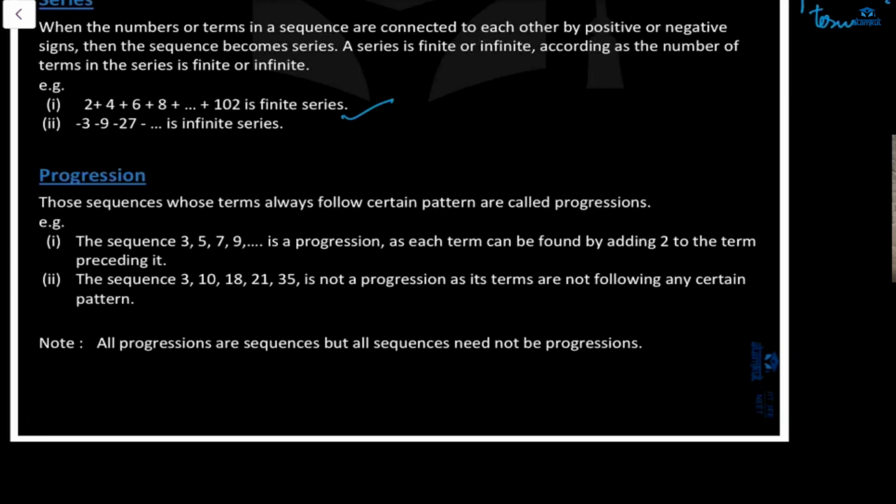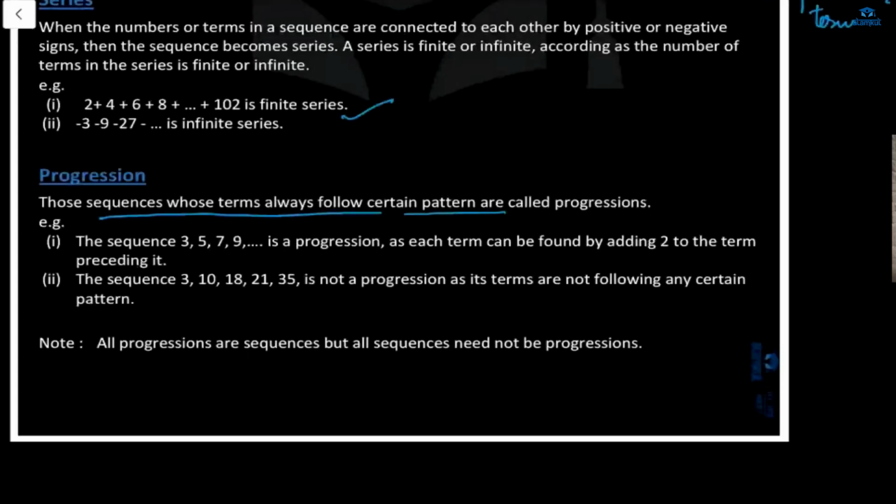Okay, so that is called throughout the sequence. That is called a progression. So it makes it that all progressions are sequences, but all sequences cannot be progressions. A sequence can be of various types, but all progressions will be sequences. Okay. Ma'am, can you tell about the progression once again? Progressions are the series whose terms always follow a certain pattern.